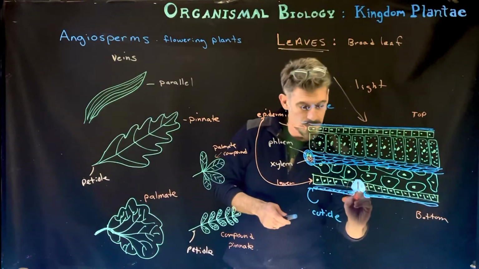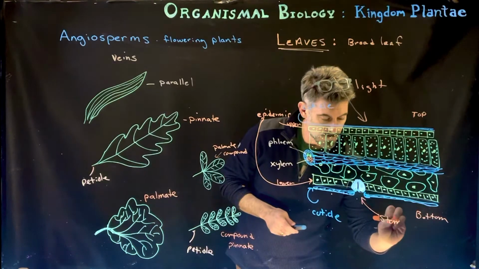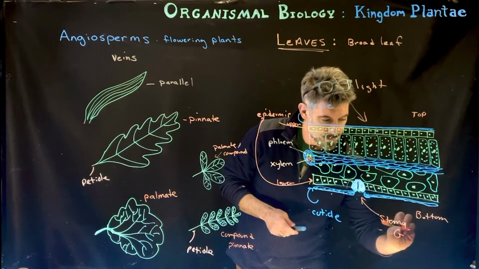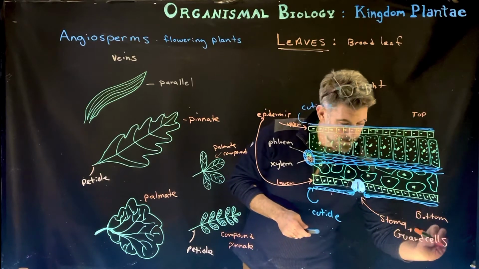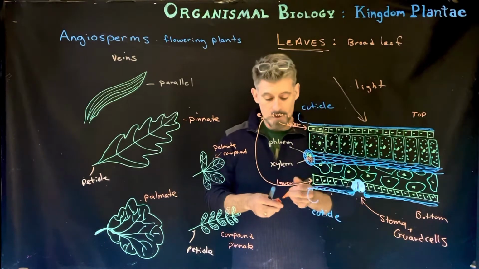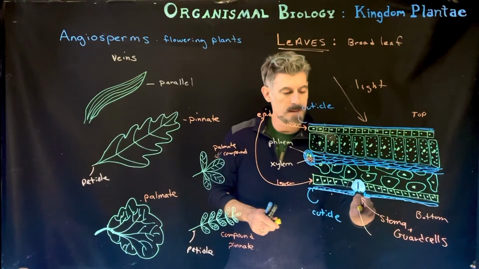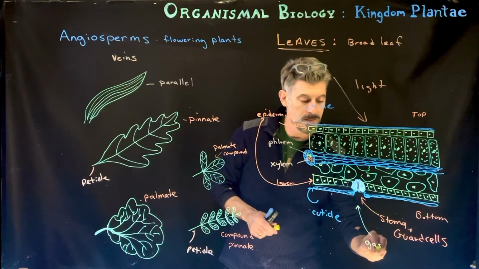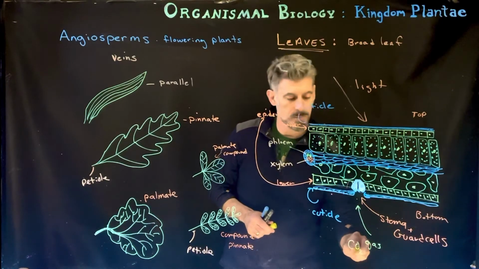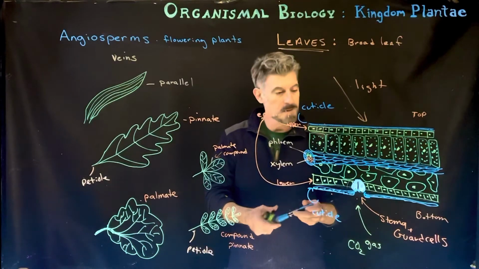One of the differences you're going to have here, on the lower epidermis and cuticle, you'll have our stoma and guard cells. So gas exchange is often taking place on the bottom side of the leaf. So usually it's carbon dioxide being taken in, and so the guard cells are the ones that can actually swell.